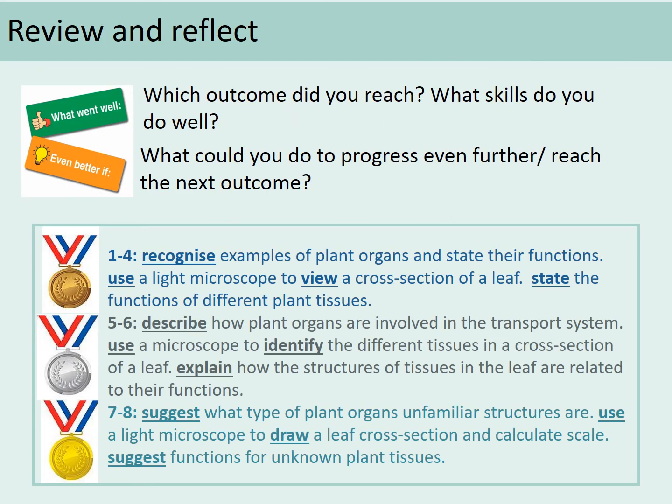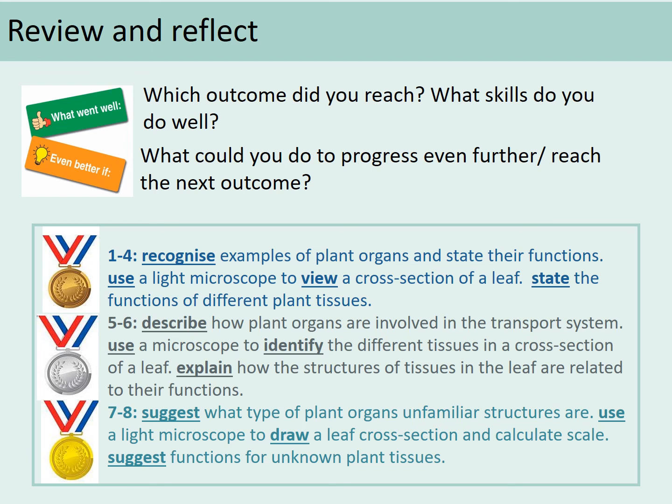Okay, so that's it for today. As I say, you need to know some different plant organs. So that's what we did right at the beginning for the starter. So you've got your roots, your stem, your leaves, your flowers. For 5 to 6, describe how plants are involved in the transport system. So that's the xylem and the phloem that we need to know about. So xylem transporting water and minerals, phloem transporting food in translocation.